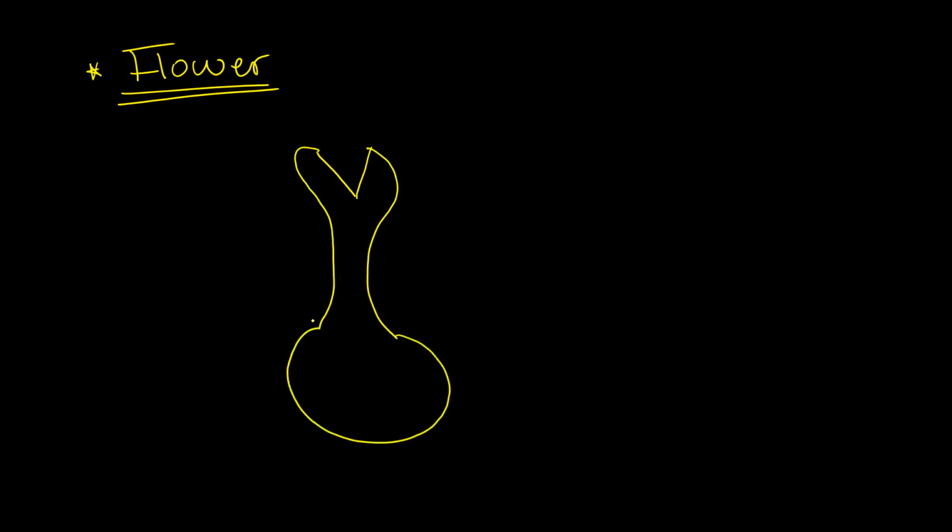The flower is the reproductive organ in a plant. We will draw the different parts of the flower. We will draw the female and the male parts of the flower. If you have a question, ask a question.